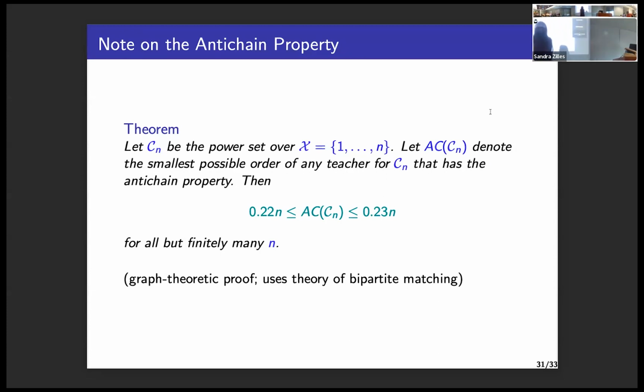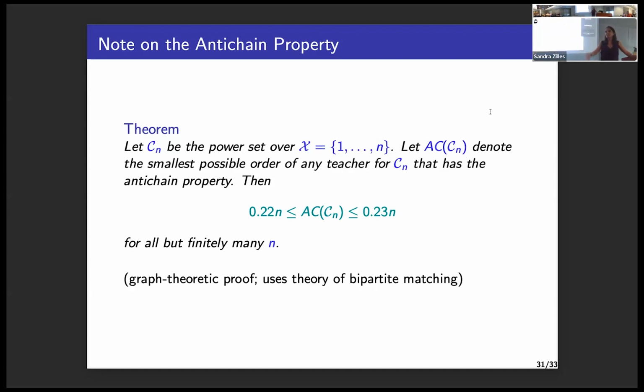If you have only the anti-chain property, you quickly see that you can do with much less. And we were worried, does it allow us to do with less, at least sublinear, really strictly sublinear? That would have been a bit of a pain. So we actually figured out it's not sublinear, and we could nail it between 0.22 and 0.23 times n for all but finitely many n, which was a really interesting proof.